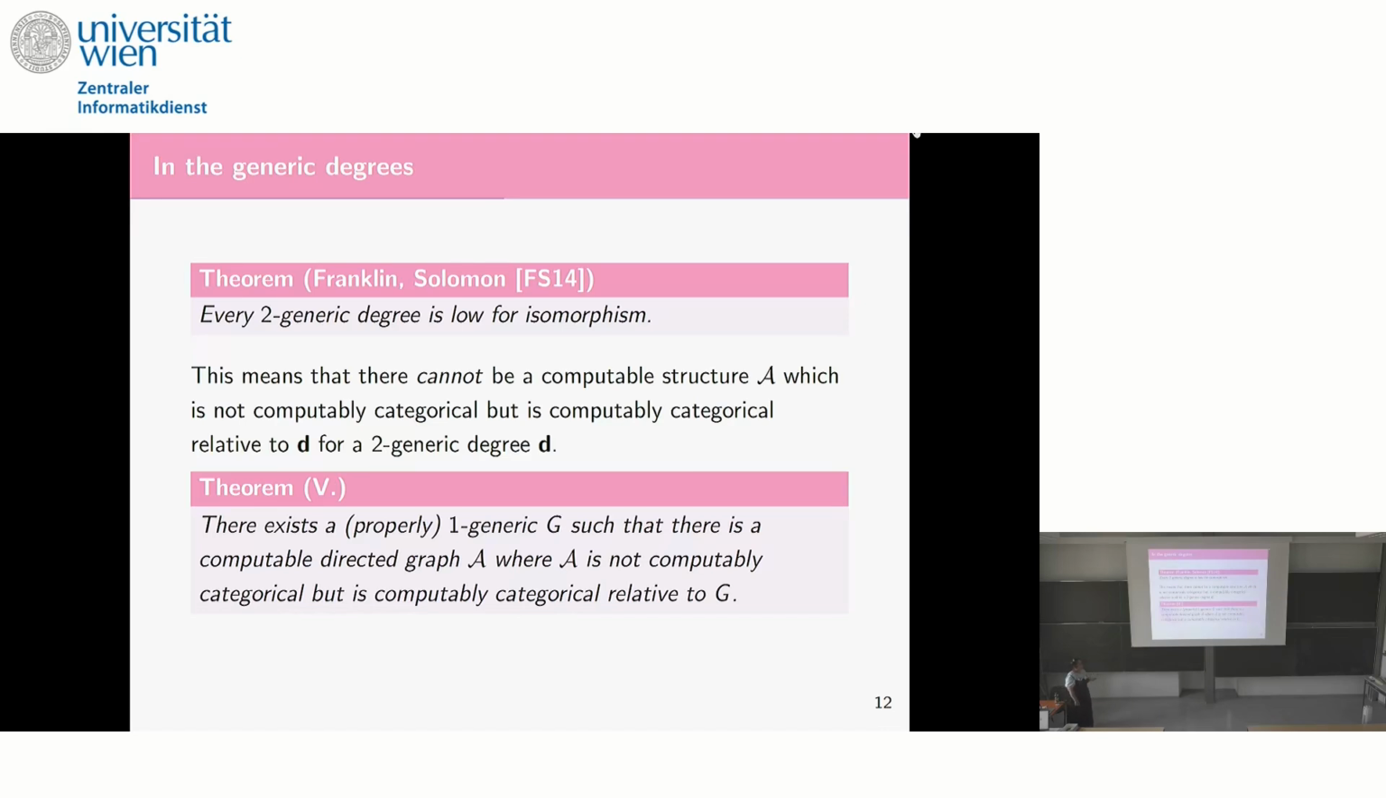Yeah, okay. So that's at least the case for generic degrees, which are not CE: for 2 generics, you can't build a structure that changes its mind, but at least for a 1 generic, you can still build structures that can change.